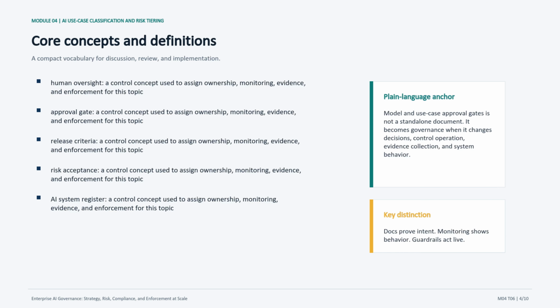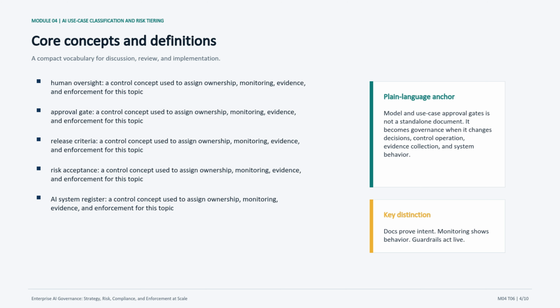Here I would slow down and make sure the class has shared language. The core concepts for this topic include human oversight, approval gate, release criteria, and risk acceptance. These are not academic terms. They are the vocabulary teams use to make decisions together.